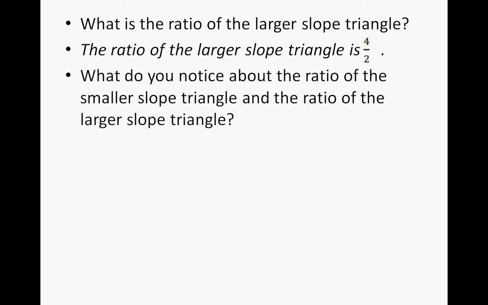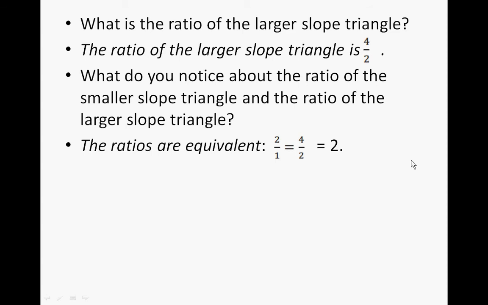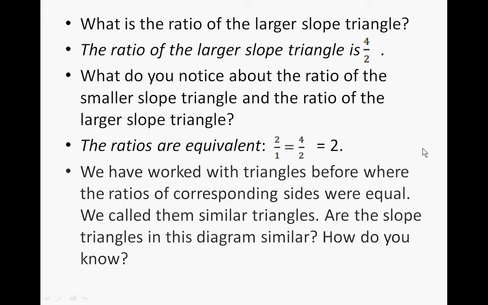But what do you notice about the ratio of the smaller slope triangle and the ratio of the larger slope triangle? The ratios are equivalent because 2 over 1 is equal to 4 over 2, which is still equal to 2. So we have worked with triangles before where the ratios of corresponding sides were equal. We called them similar triangles. Are the slope triangles in this diagram similar, and how do you know?